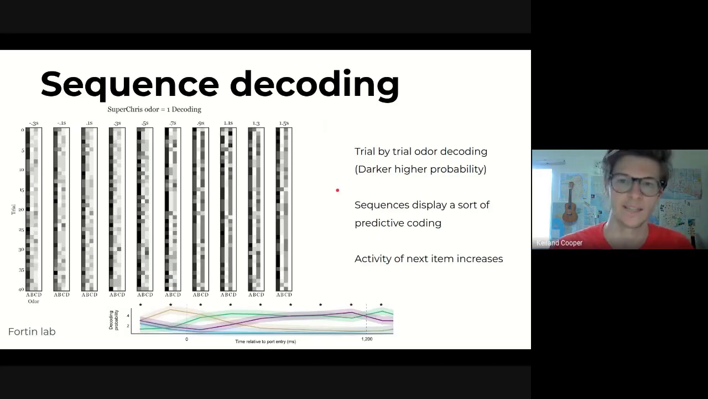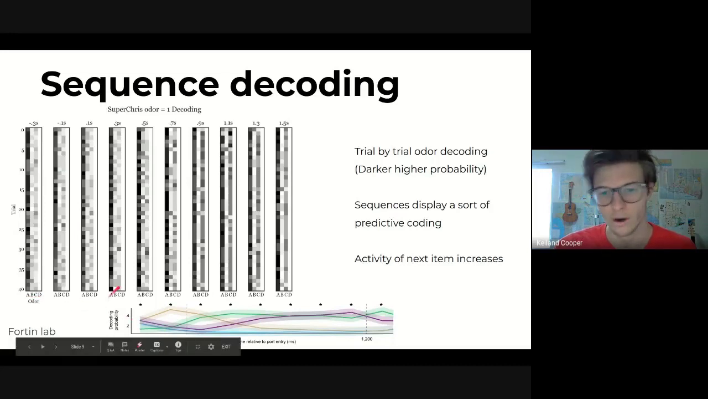Again, leveraging AI technology for neuroscience completes what DeepMind calls a virtuous circle, what I call the AI neuroscience feedback loop, where neuroscience, like we're showing today, can help AI, but at the same time, AI can come back and help neuroscience also. What you see here going down is each trial that the animal has. It's presented a different odor on each of these trials. And here are the odors, A, B, C, D. Darker squares represent a higher probability of decoding.